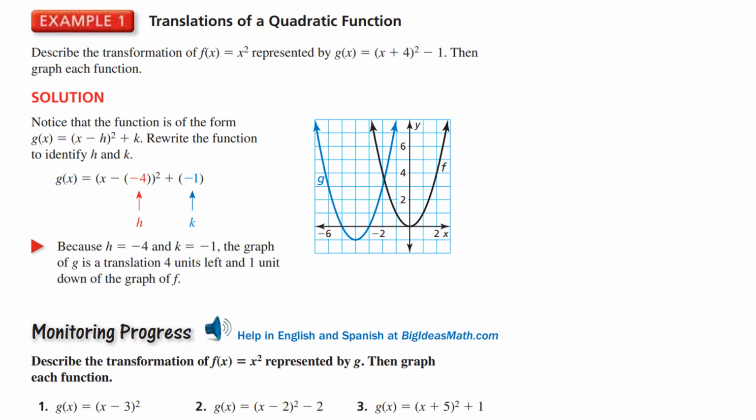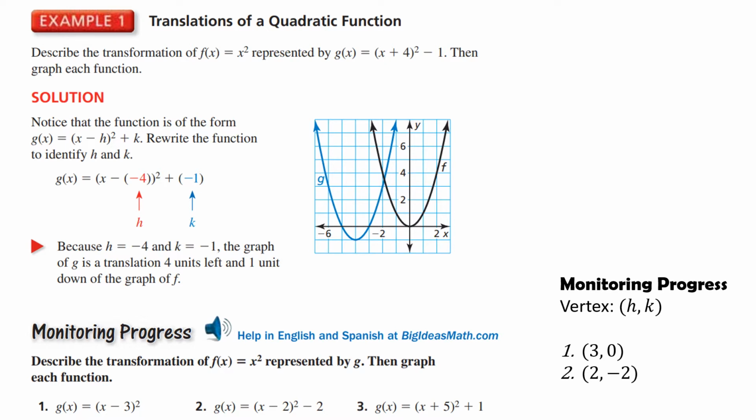If you consider the monitoring progress equations down below, remember that the vertex is h comma k. We do have x minus 3, so 3 comma 0 is our vertex for the first one. Minus 2 for number 2 should give us 2 comma negative 2. And then the plus 5, it could read as minus negative 5. It's at negative 5, positive 1.